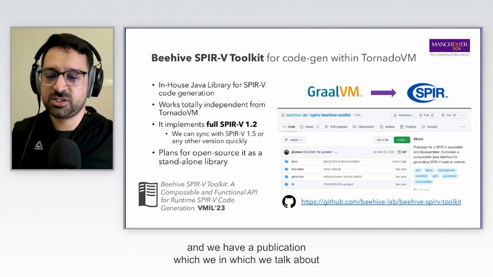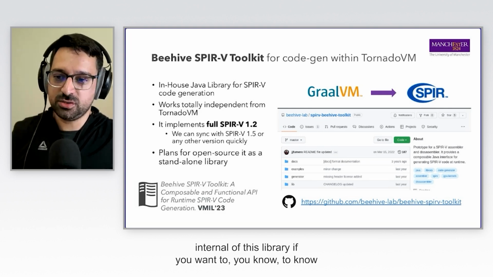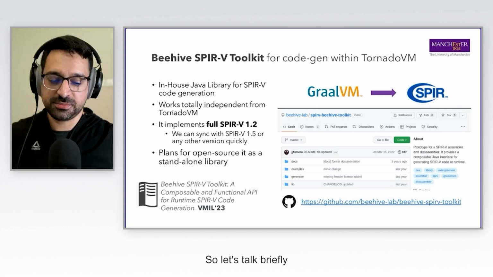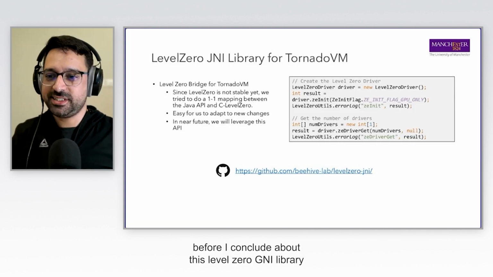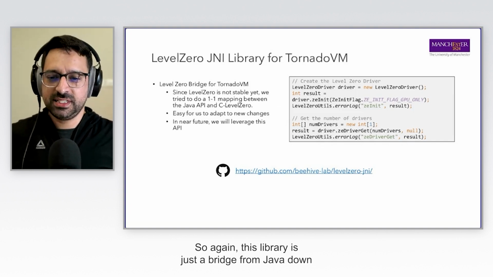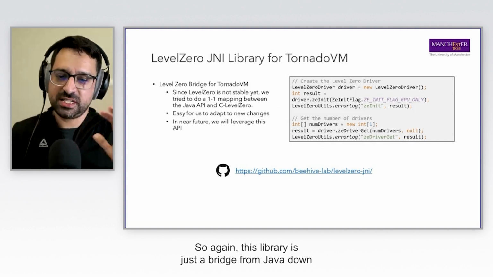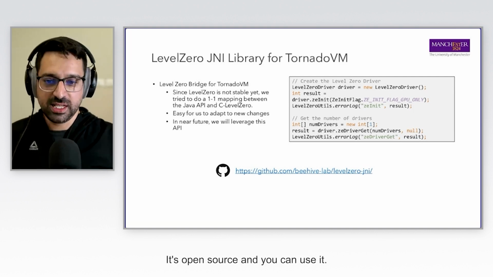And we have a publication in which we talk about the internals of this library, if you want to know how this is done. So let's talk briefly, before I conclude, about this Level 0 JNI library and Llama to accelerate LLMs. Again, this library is just a bridge from Java down to C, C++ to dispatch Level 0 applications. It's open source and you can use it.